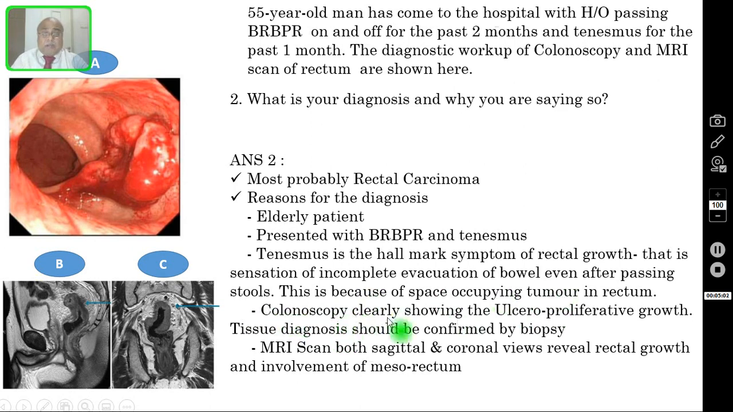And colonoscopy is clearly showing the ulceroproliferative growth. Here you are seeing it clearly. And the MRI scan of both sagittal and coronal views reveal rectal growth and involvement of the mesorectum also. It is showing the invasion into the mesorectum on the MRI scan.